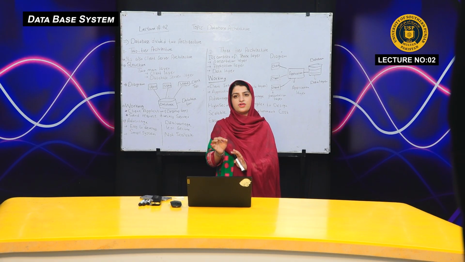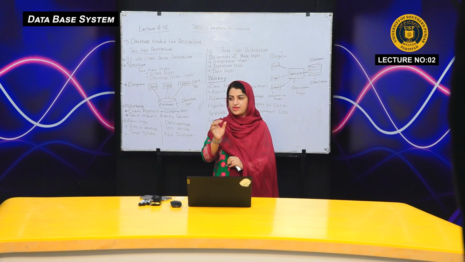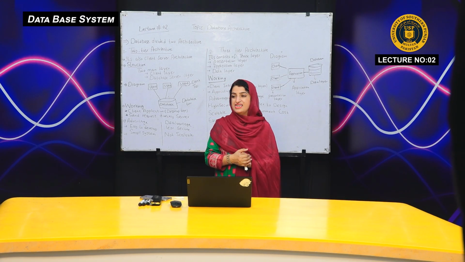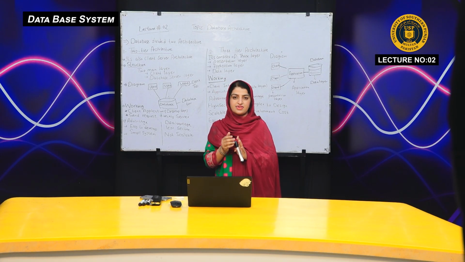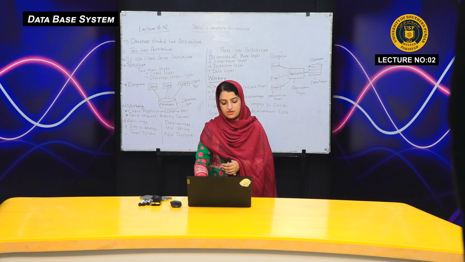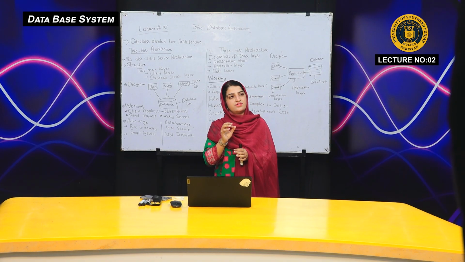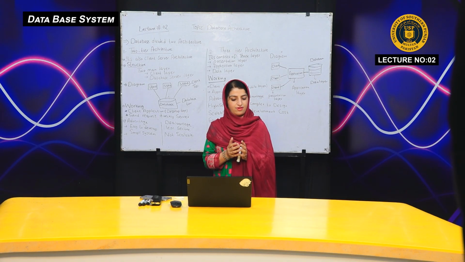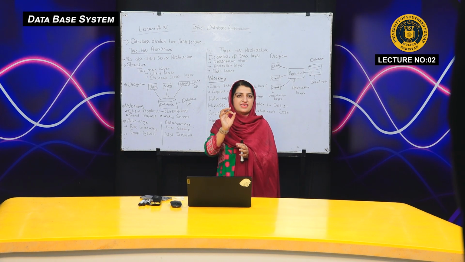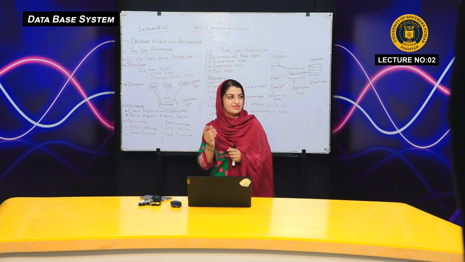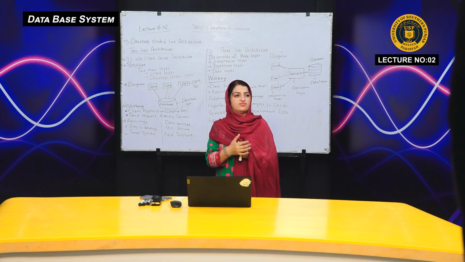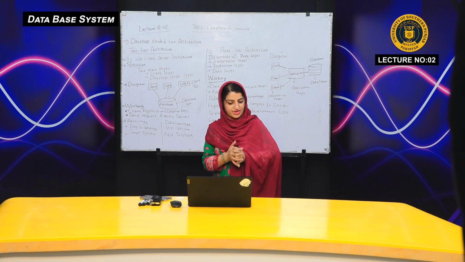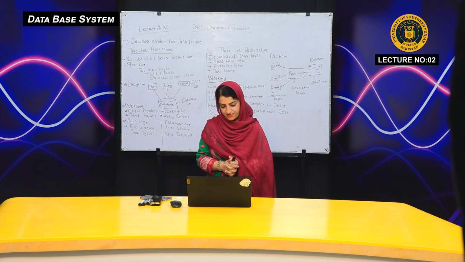Now from the security point of view, two-tier architecture has low security and three-tier architecture has high security. From the scalability point of view, two-tier architecture has limited scalability and three-tier architecture has high scalability. From the complexity point of view, two-tier architecture is very simple and three-tier architecture is very complex. So in simple words, we can say that two-tier architecture works in small systems and three-tier architecture works in large systems. In short, two-tier architecture is simple and used for small applications, and three-tier architecture is more scalable and used in modern systems. Thank you.